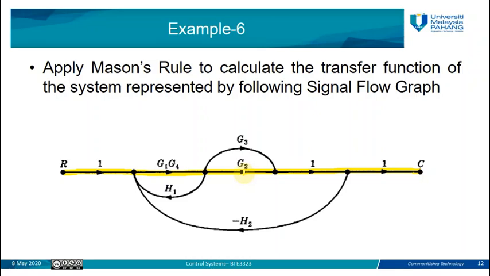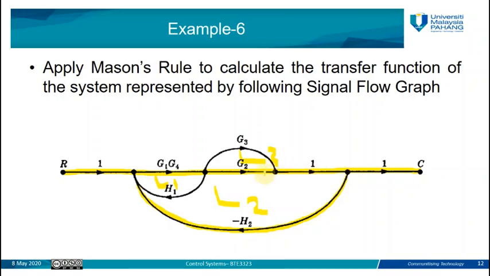Do we have any loops which are non-touching with the forward path here? We have L1, the first loop, L2, the second loop, and L3, the third loop, which goes there and also returns to this point. So we have the three loops here, but all three loops touch forward path number 1. So there is no non-touching loop with the forward path.